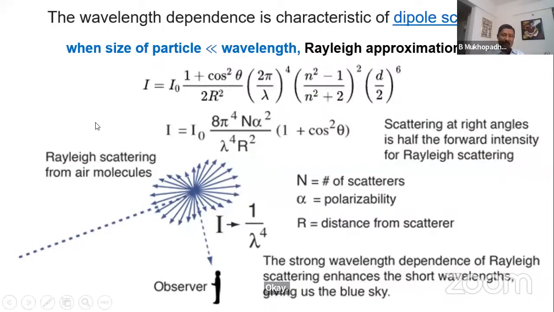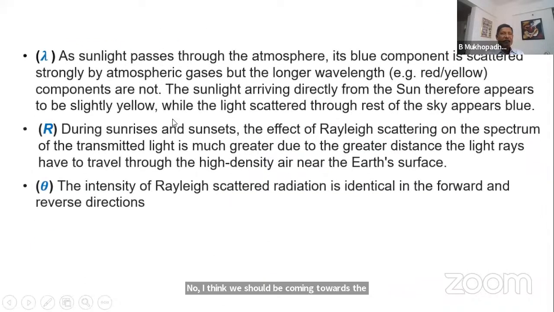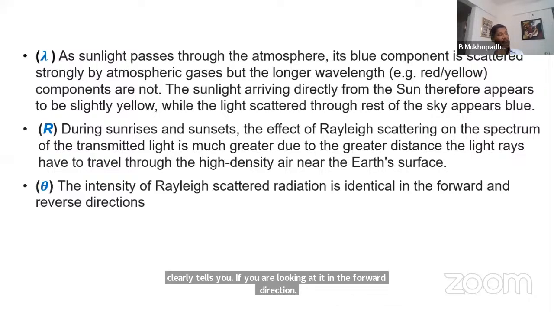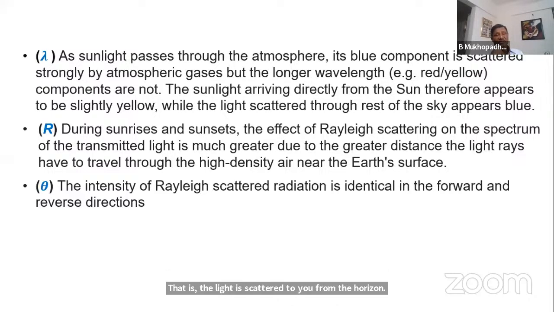Now, I think we should be coming towards the end of this lecture. We summarize what I said just now: the lambda dependence, the R dependence, and the theta dependence. The theta dependence clearly tells you that if you are looking at it in the forward direction, that means the light is scattered to you from the horizon. The sun is on the horizon and you are standing and watching the sun. So theta here is zero.